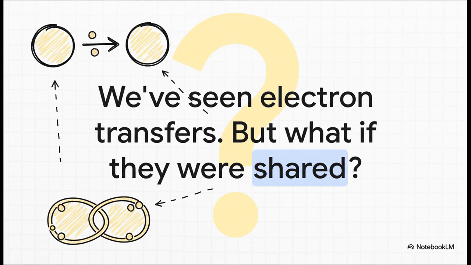But that's not the only way the story can go, which leads to a really big question. What happens when there's no metal around? What if two non-metals meet? They both want to take electrons. So what happens when, instead of transferring, they're forced to share? Well, that's a whole other kind of bond, and a story for another time.